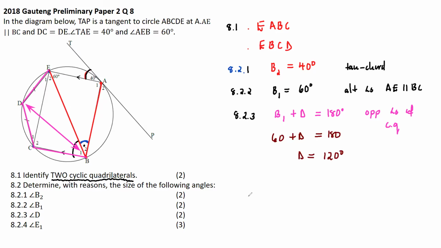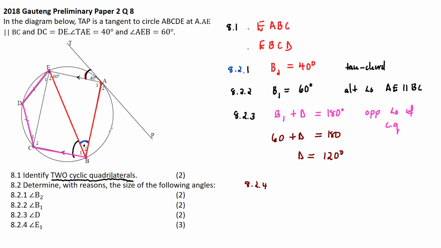We're good. I'm ready for 8.24. Talk to me where there's a problem. I want E1. All right, you guys are doing well. E1. Okay, what's happening?